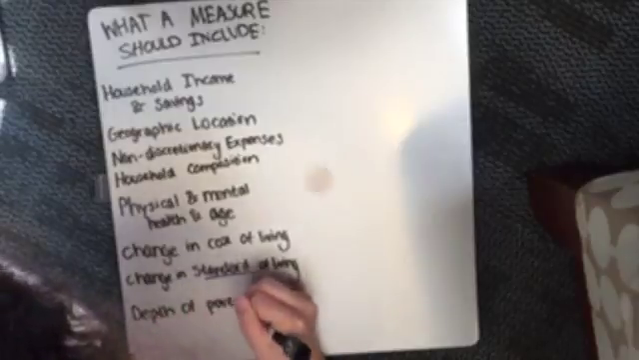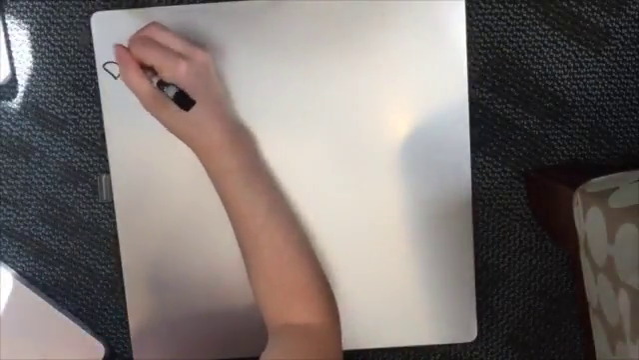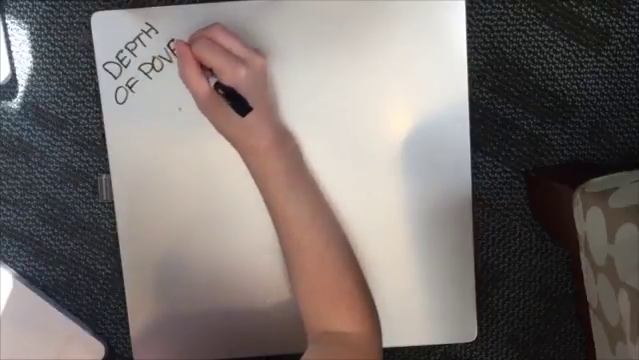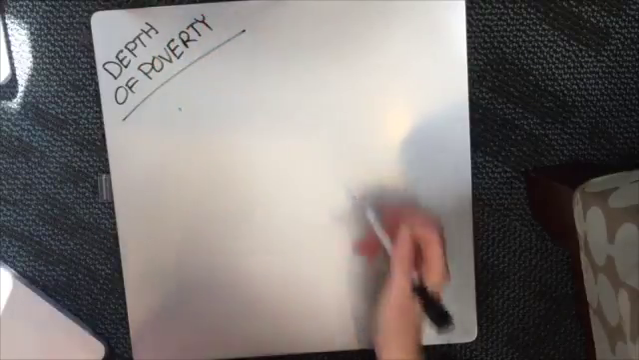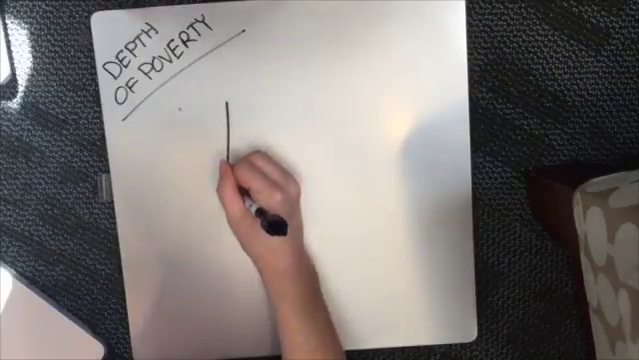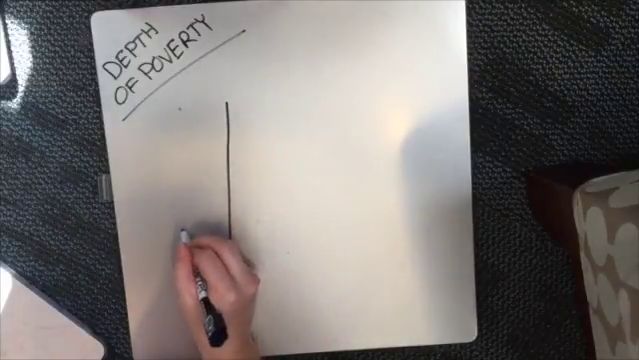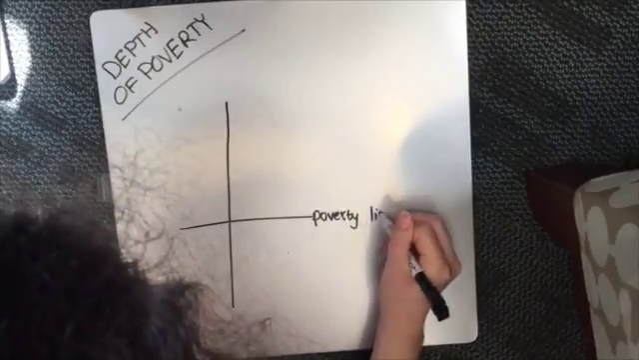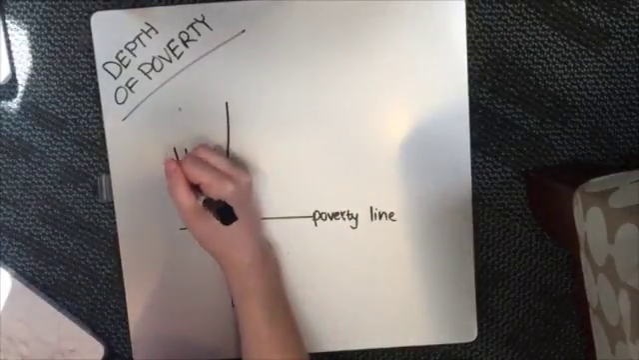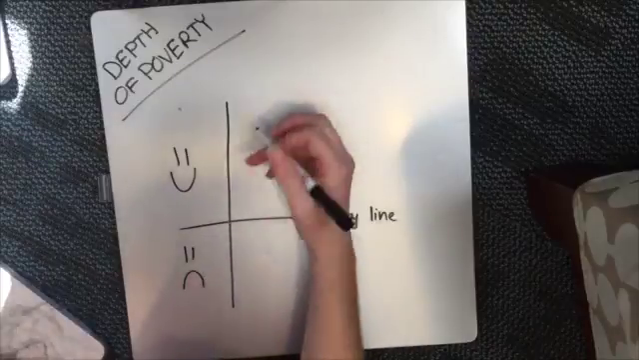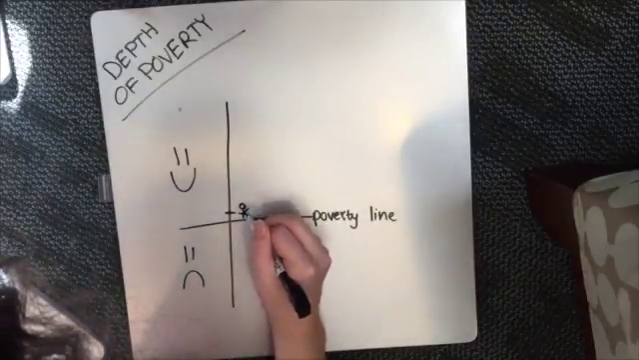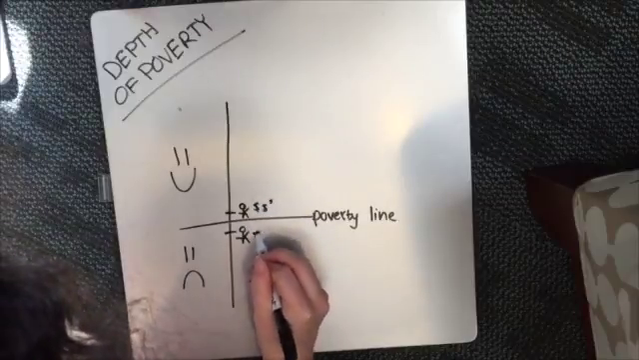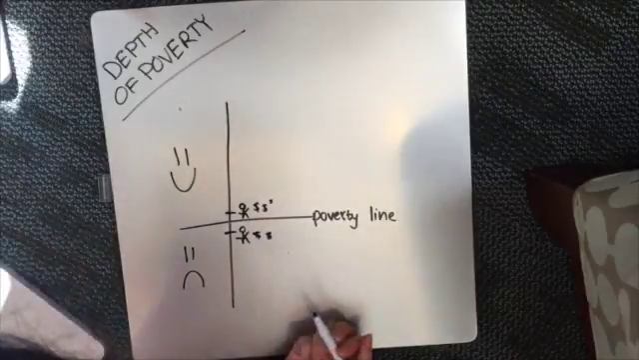Then there's depth of poverty. Only having two distinctions, with someone either being poor or not poor, is impractical. Someone who's $1 above the poverty threshold, or the line that measures poverty, is considered to be not in poverty, while someone who is $1 below the poverty threshold is poor. This $2 difference doesn't accurately reflect who is or isn't poor.